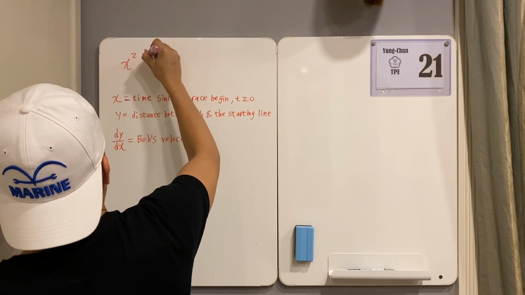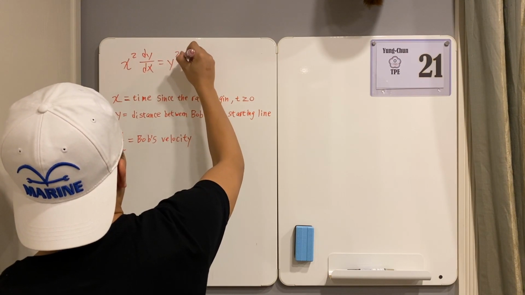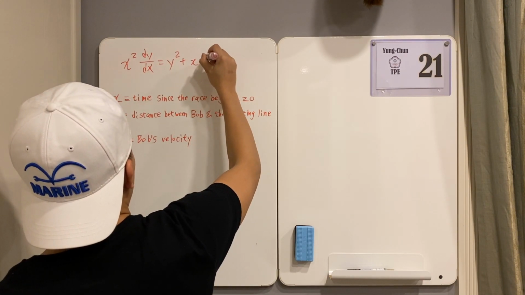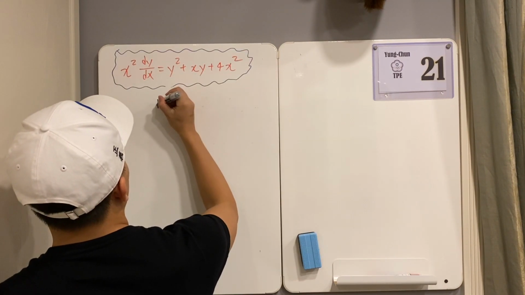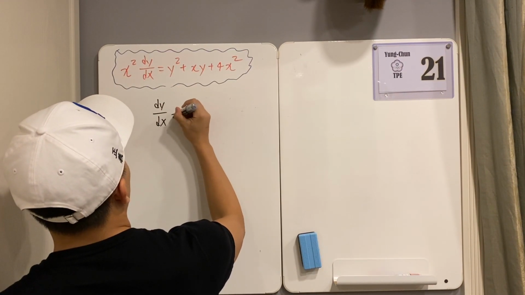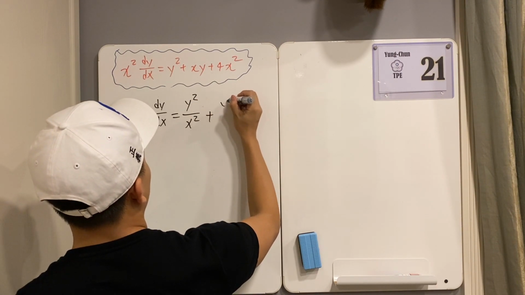Given that the relationship between time, distance, and Bob's velocity is modeled by this differential equation, how could we find out the exact distance between Bob and the starting line at any given time? First, we're going to divide both sides of the equation by x squared.